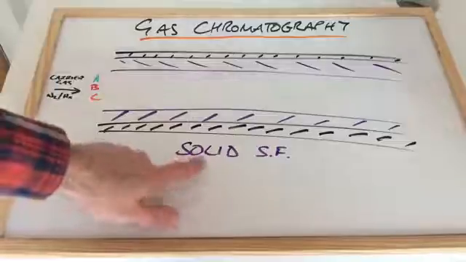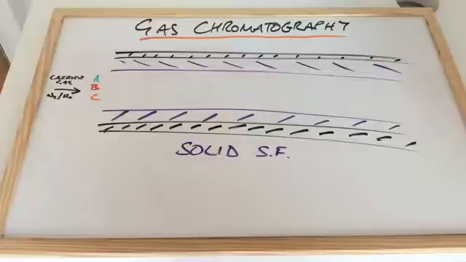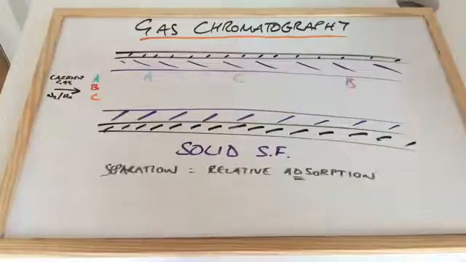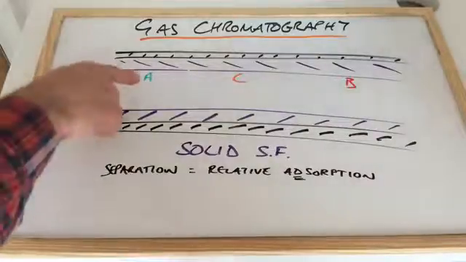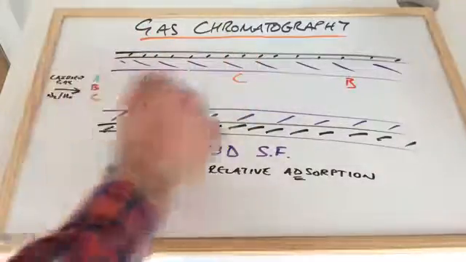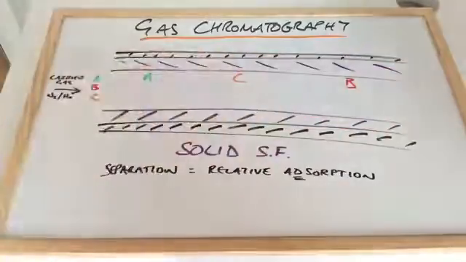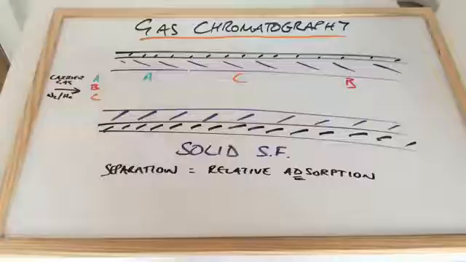So if the stationary phase is a solid, the mode of separation would be by adsorption. These three components in our mixture are going to interact with the stationary phase by different amounts. And if you look at where I've positioned A, B and C now, A is lagging behind, C is in the middle, and B is flying through. So the carrier gas finds it quite easy to send that through the capillary column.